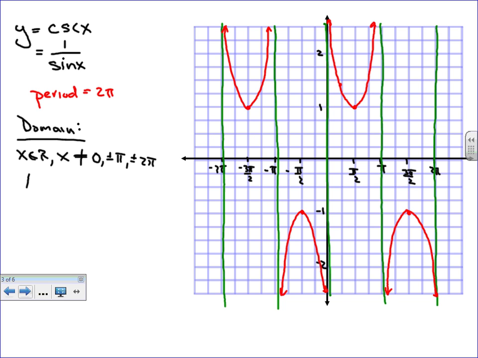And then the range is y is an element of the real numbers, but the lowest y ever gets is 1. So y is always greater than or equal to 1, and y is always less than or equal to negative 1. Any questions on that? Okay.